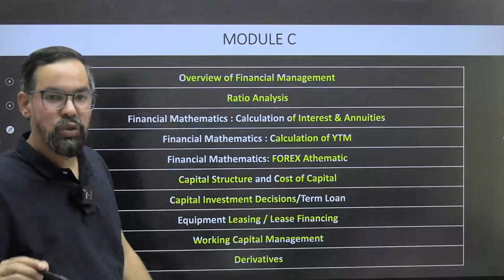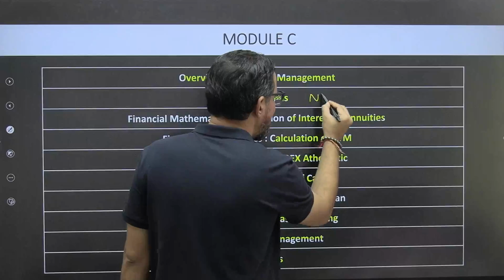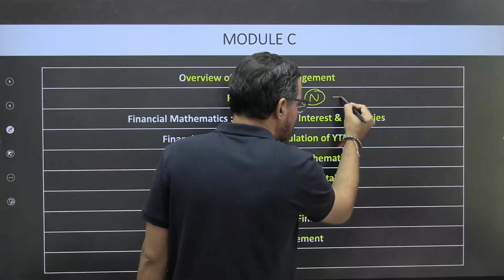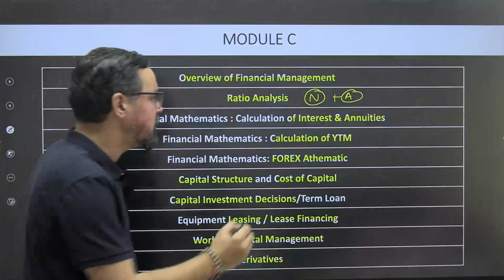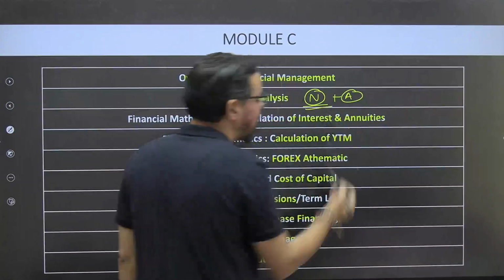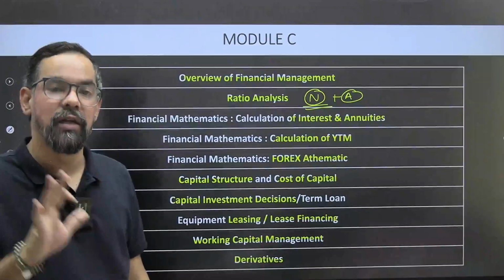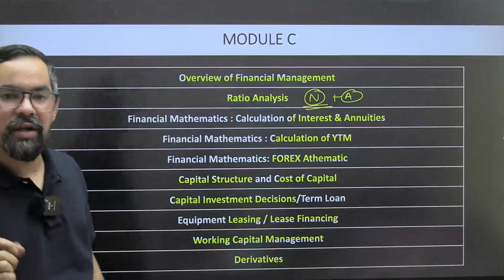When it comes to ratio analysis, for sure there will be numericals most of the time, and can be some applied questions also. So numerical plus applied questions, mostly around numericals. They'll ask you to calculate the different types of ratios which are given in your curriculum itself, right? First one. The second one is interest and annuities.